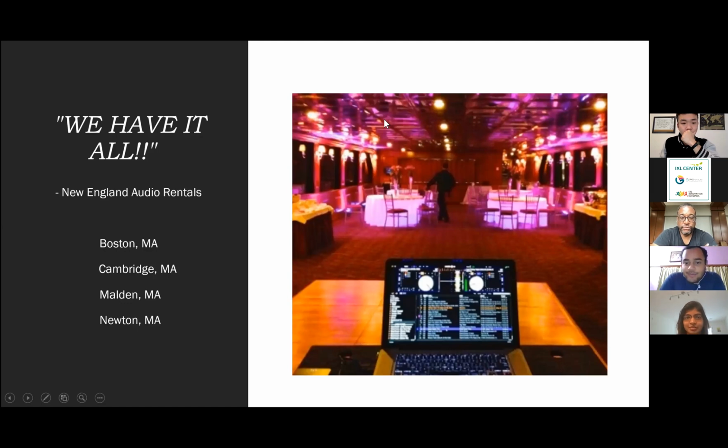Okay, so these are the areas where Boston, Cambridge, Malden, and Newton, these are the areas where services have already been provided, and there are still many areas where New England Audio Rental has given services and is prone to give more services. And the main tagline is "We have it all," because they have all the equipment.